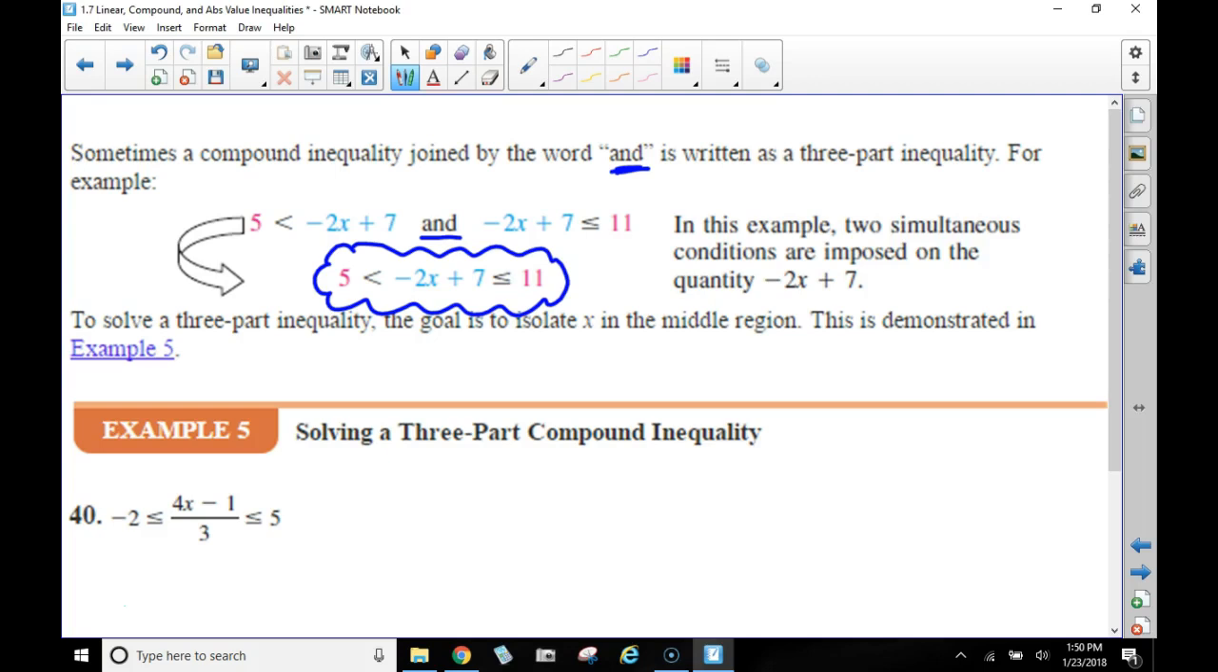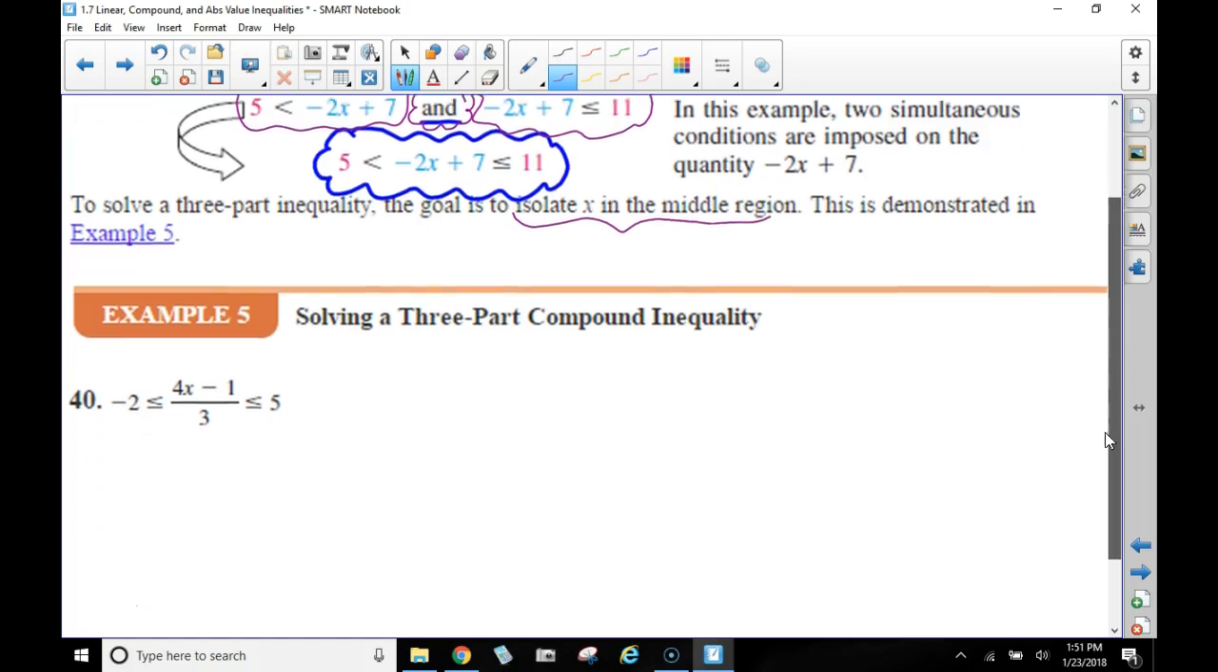So what you could do if you wanted to solve this is you could break it apart into the two inequalities that made up the three-part inequality and solve it like we did on example 4, considering that word "and" in between there. That's one way to do it. But the most efficient way to solve a three-part inequality is to isolate the x in the middle of it, if at all possible. Okay?